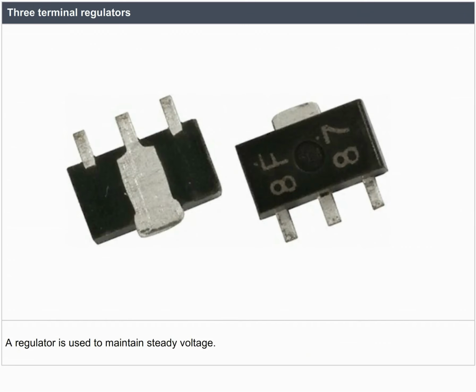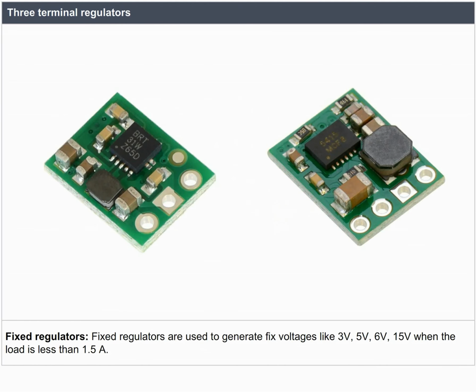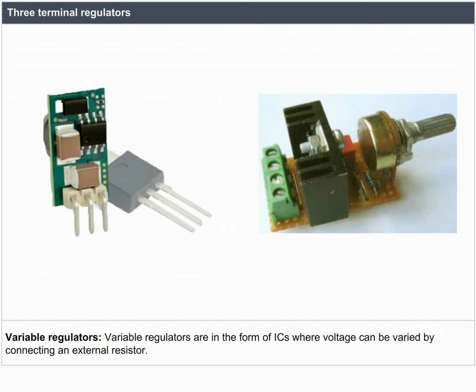Three-terminal regulators. A regulator is used to maintain steady voltage. Fixed regulators. Fixed regulators are used to generate fixed voltages like 3 volts, 5 volts, 6 volts, 15 volts when the load is less than 1.5 amps. Variable regulators. Variable regulators are in the form of ICs where voltage can be varied by connecting an external resistor.